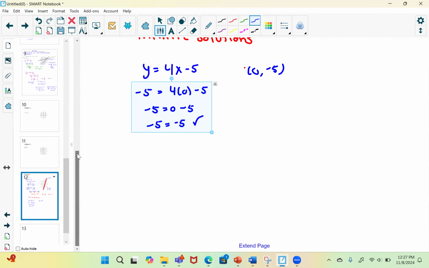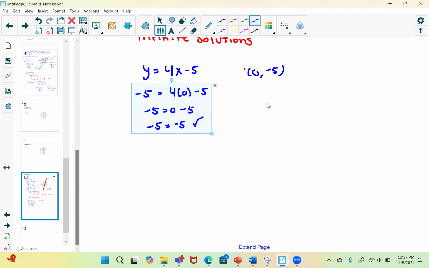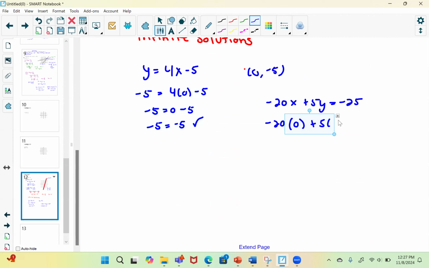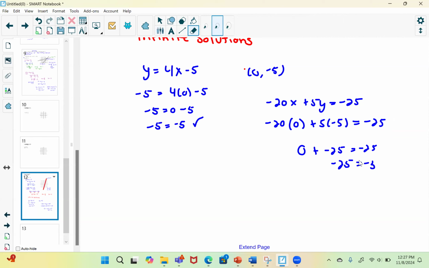And then if you were to plug it in the other equation, which is -20x plus 5y equals -25, you'd have -20 times 0 plus 5 times -5 equals -25. -20 times 0 is 0. 5 times -5 is -25. And then 0 plus -25 is -25. Okay, and so these are equal. And so that works. So that's one way to check it if it's infinite solutions.